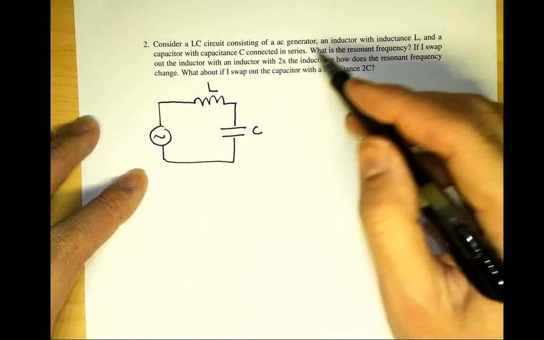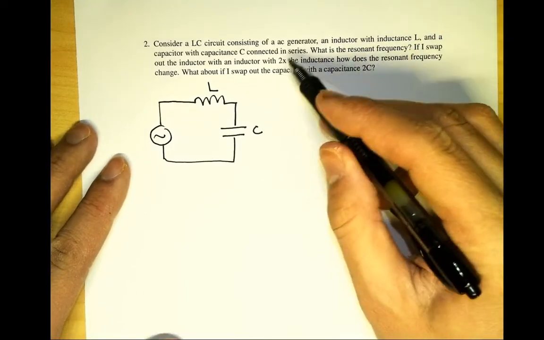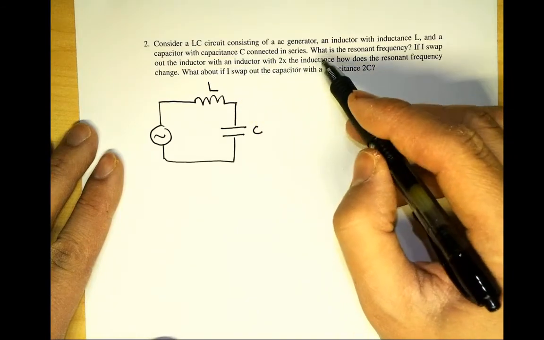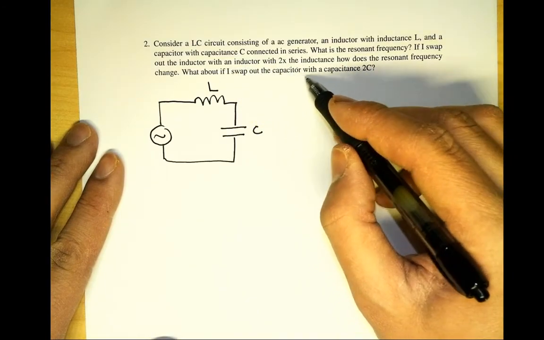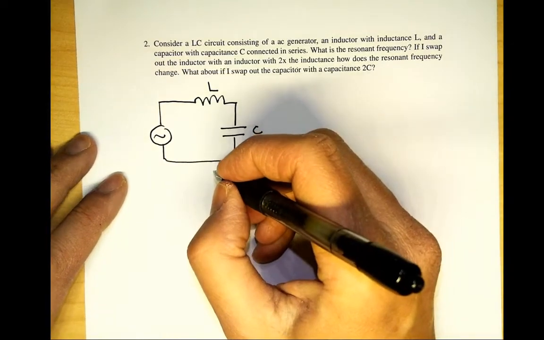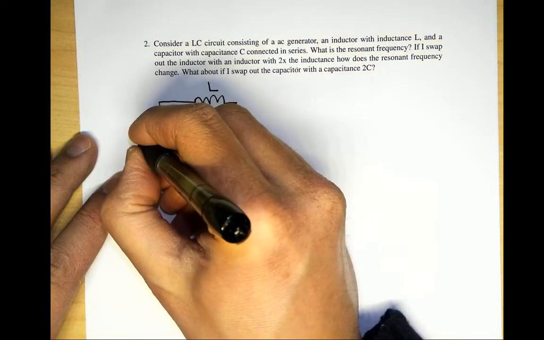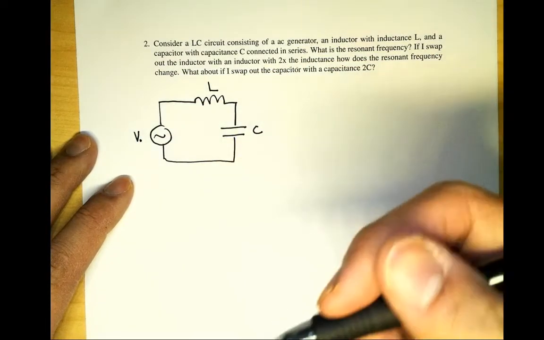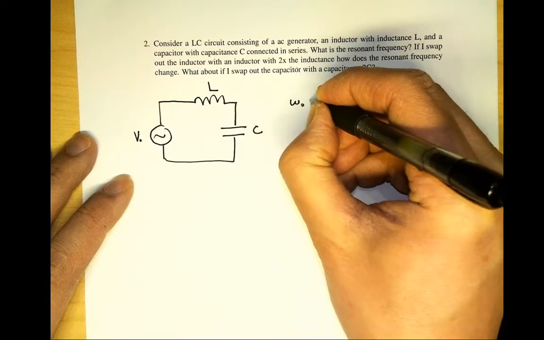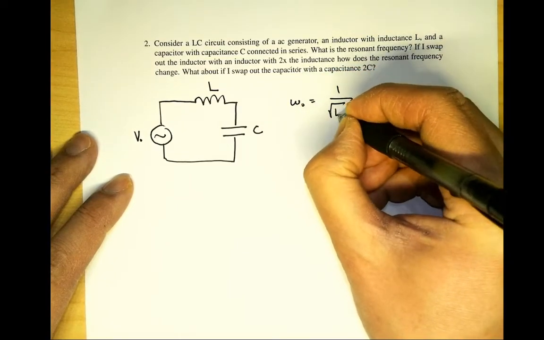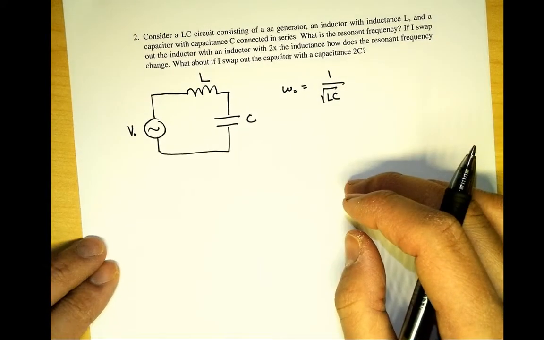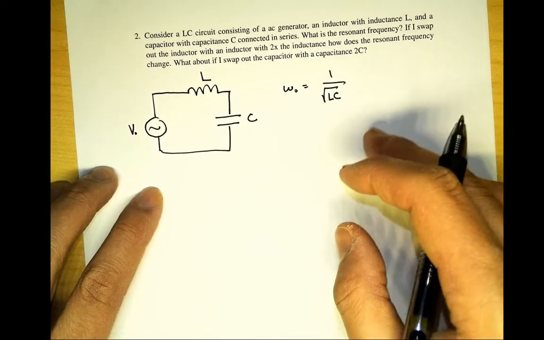Okay, so the first thing I'll figure out is the resonant frequency. If I swap the inductor with an inductor of 2 times the inductance, how does the resonant frequency change? And if I swap out the capacitor with capacitance 2C? There are several ways of doing this. The easiest way, perhaps, is to look up the definition of resonant frequency. Here's a hint: omega 0 is equal to 1 over the square root of LC. But we're not going to do that. We're actually going to sit down and work through it, and then you'll see how this works.